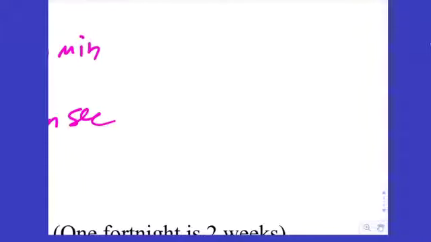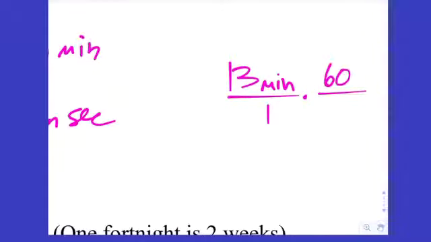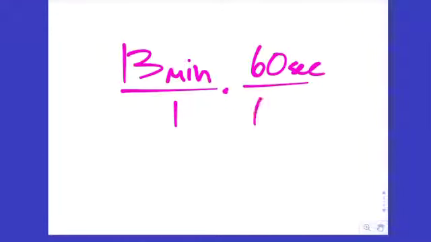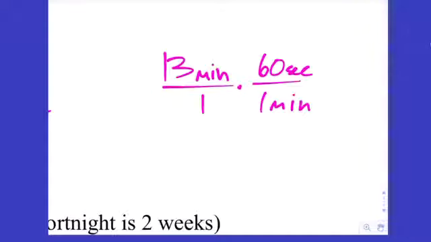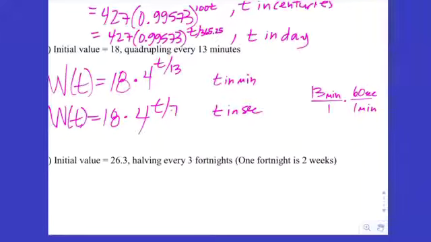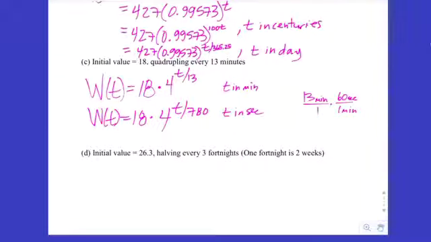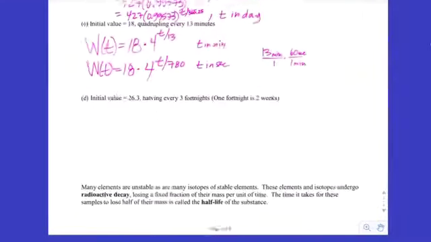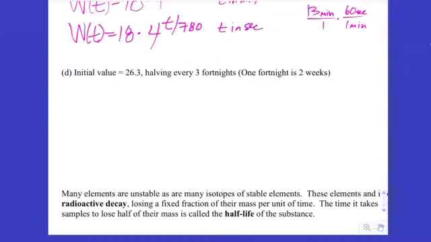13 minutes is how many seconds? Well, you would multiply by 60 seconds over 1 minute, which gives you what? 780. So it would be t divided by 780. You get the idea, right? The independent variable is very important for these types of problems to define what units you're using. All right, go ahead and do D on your own. You can do it. I promise you can do it.